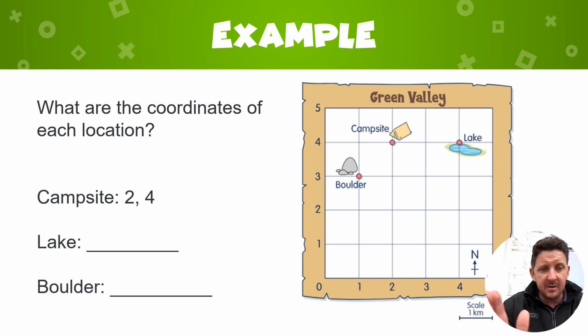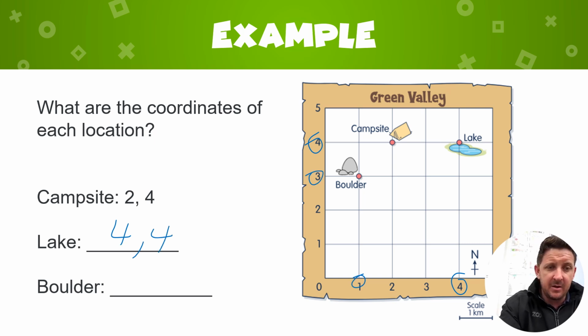Okay, so we know that our campsite is 2, 4. If we find those next two coordinates, remember we start off with our x-axis first, and we go to our y-axis. If I start with my lake, I'm going to look first up at my x-axis, then I'm going to look at my y-axis. I'm going to meet in the middle, so it is 4, 4. And if I go to my boulder, I'm going to go to the bottom 1, and then the side 3, so it's going to be 1, 3. Remember, I need to be able to crawl before I walk, so I'm going to do X before Y.